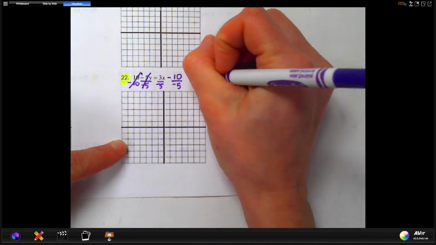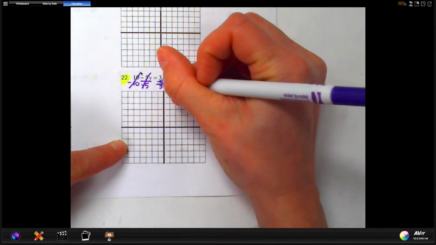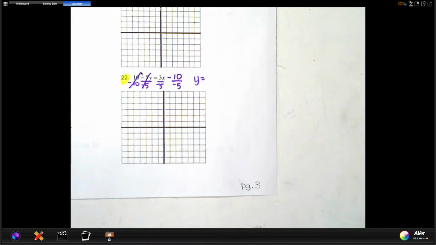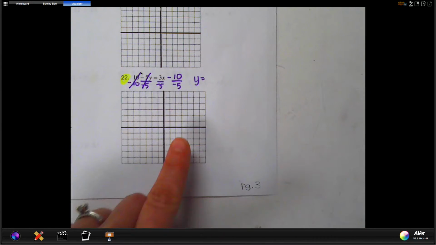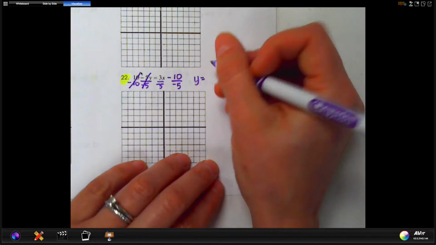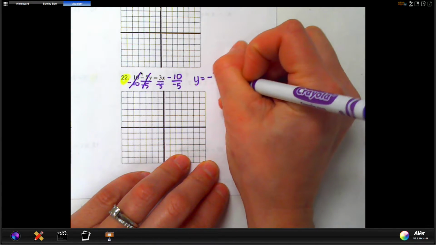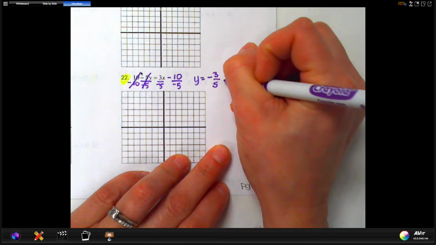So y equals now 3 divided by -5 gives you a decimal. So because we're going to graph it, we want to leave that slope as a fraction. So we're going to leave it -3/5 x.